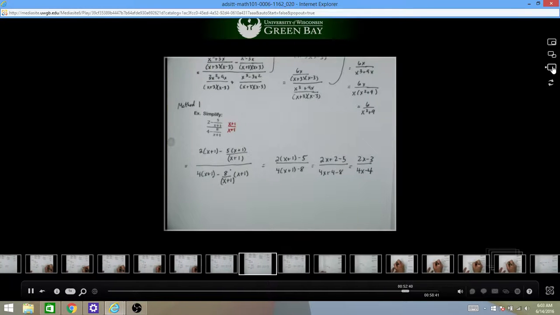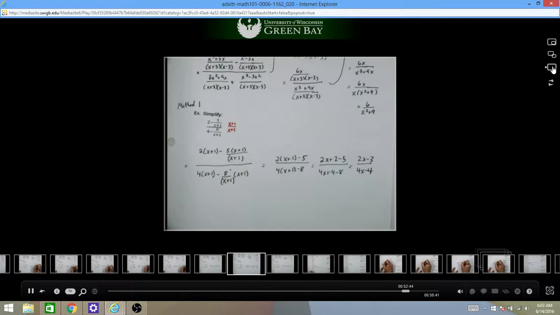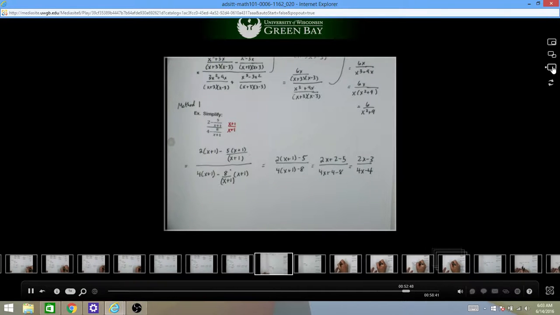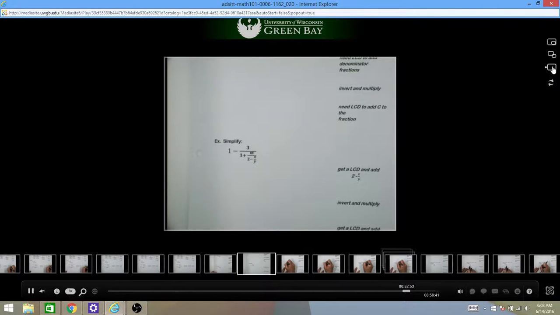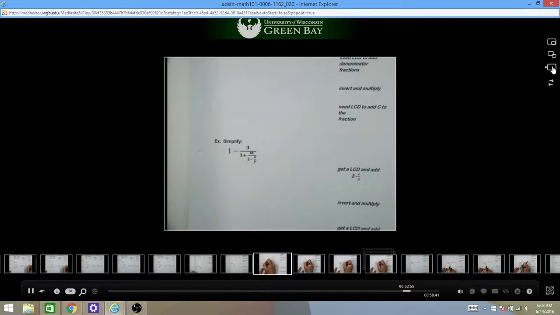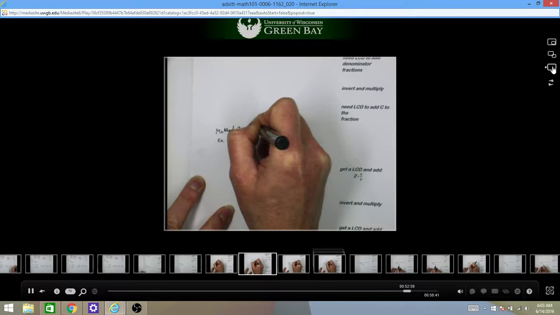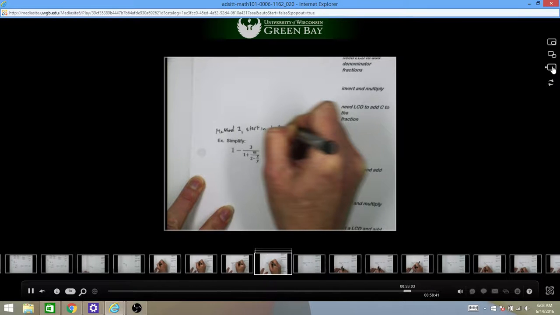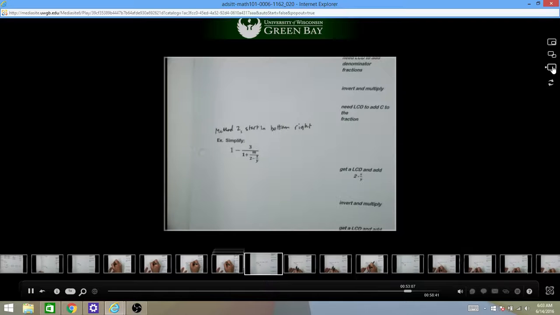Let's just do one complex fraction that's really complex. So let's do this bottom one. You have to use method 2 for these. Start in the bottom right. You have to use method 2, and you start in the bottom right and get a common denominator and add these up.